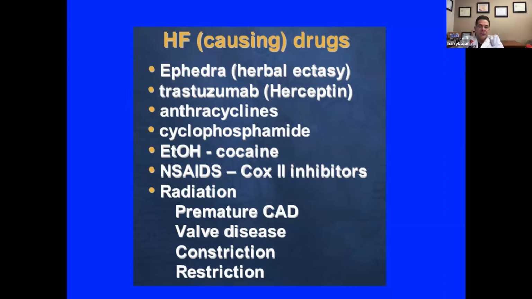We can also consider doing a MUGA scan to see what their overall ejection fraction is at baseline, and then if there's any drop in their ejection fraction subsequent to the institution of the cancer drugs. If you have a drop of ejection fraction more than 10% with the subsequent cancer drug administration, you have to basically let the oncologist know about the drop and then possibly stop the medication.